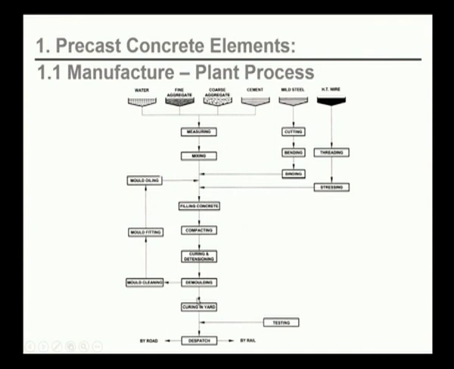The concrete that comes out after demolding is cured in the yard, and then it is tested and dispatched by road or by rail. So these are, in a flowchart way, all the activities that are required for manufacturing the precast elements. So the second point, we get the precast elements from the yard.